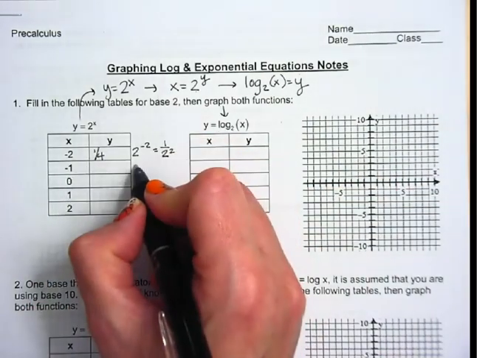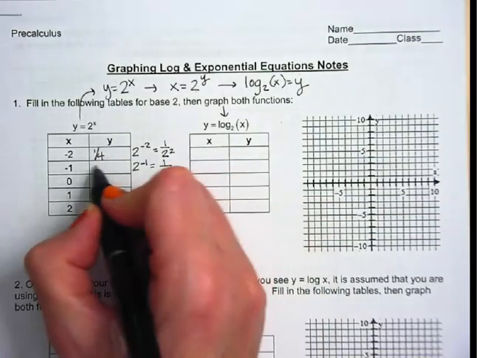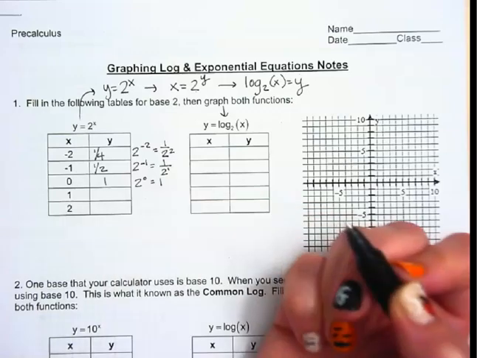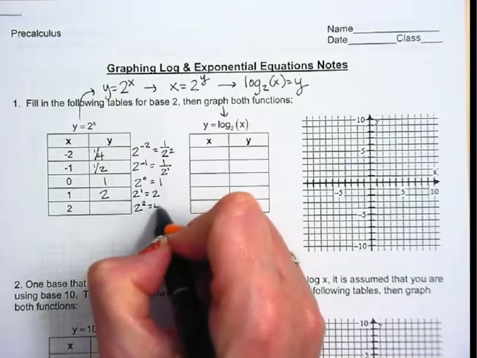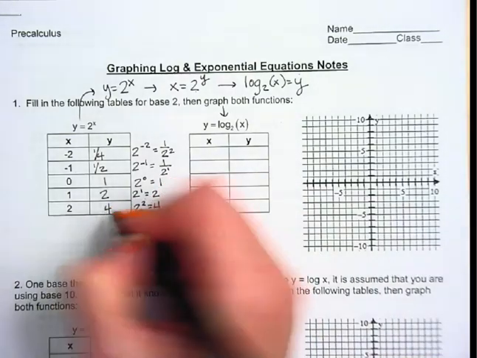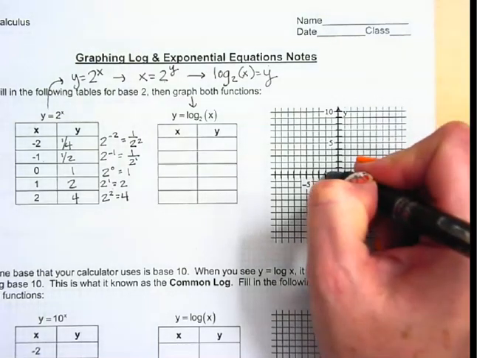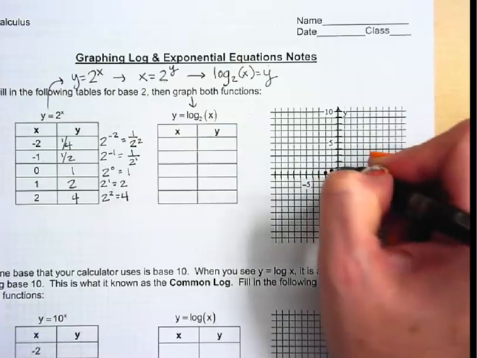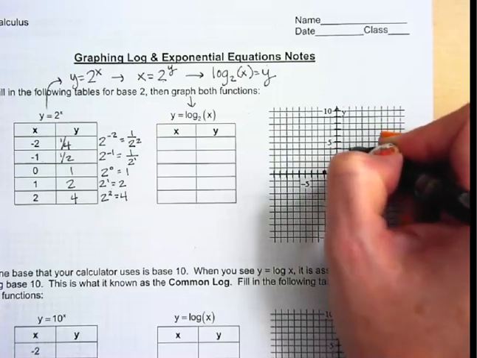Then when I plug in -1, again I'm going to flip the base, change the sign on the exponent, and this is 1 over 2. When I put 0 in there, I simplify to 1. When I put 1 in, I get 2, and when I put 2 in, I get 4. So I'm going to graph this and see what it looks like. So I've got a point at -2, 1/4, and then -1, 1/2, 0, 1, 1, 2, and then 2, 4.